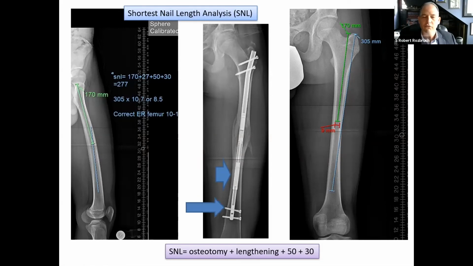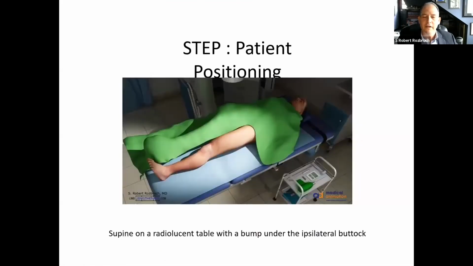We use locking screws proximally and distally. I'll take you through some of the steps. These are still images from an animation that we put together on antegrade lengthening using the Precise nail. The patient is placed supine on a radiolucent table with a bump under the ipsilateral buttock.